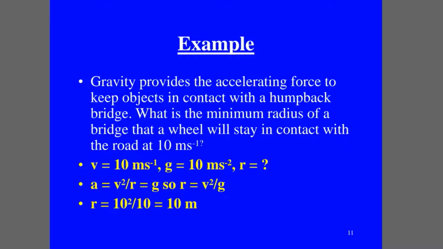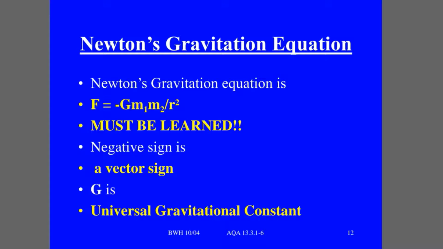Let us find r. r equals 10 squared by 10. 10 squared is equal to 100. 100 by 10 equals 10. Then the minimum radius of a bridge such that a wheel will stay in contact with the road at a velocity of 10 meters per second is 10 meters. Here the problem is solved. Then go to another slide. Newton's gravitation.